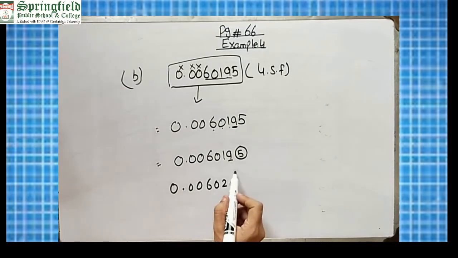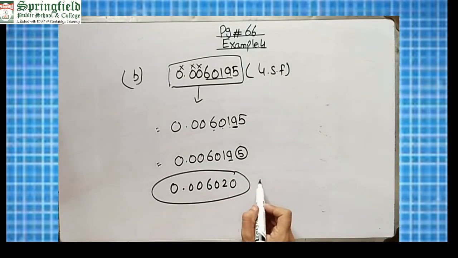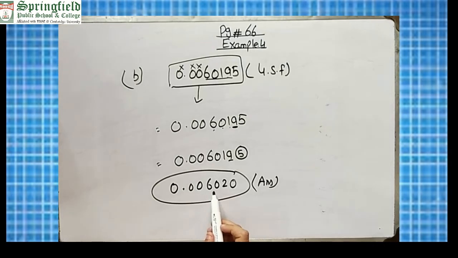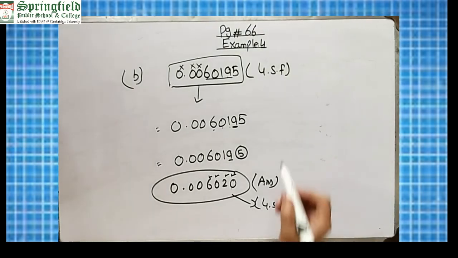And this is your final answer. 0.006020. So how many significant figures are here? 1, 2, 3 and 4. This is a 4 significant figure answer. Understood beta? Okay, now come to the C part.